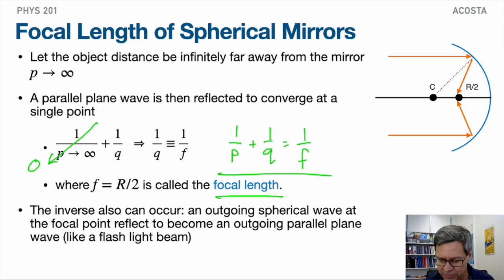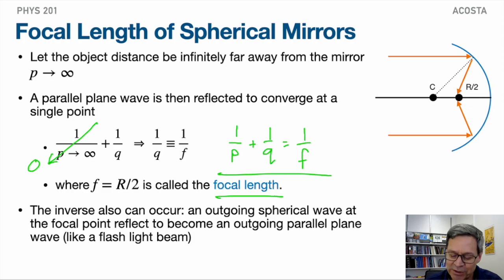The light rays can be reversed in direction. So if I have a bright light here at the center in front of this spherical mirror at r over 2, it will emanate an outgoing beam of parallel light waves. So an outgoing spherical wave at the focal point, like a flash bulb going off here, will become an outgoing parallel plane wave, like a flashlight beam coming out. So anyway, just an interesting point and usage of such a spherical surface.